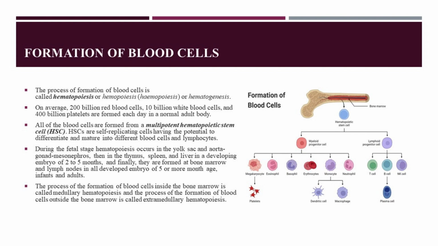During the fetal stage, hematopoiesis occurs in the yolk sac and aorta-gonad-mesonephros, then in the thymus, spleen, and liver in a developing embryo of 2 to 5 months, and finally, they are formed at bone marrow and lymph nodes in all developed embryos of 5 or more months of age, infants, and adults. The process of the formation of blood cells inside the bone marrow is called medullary hematopoiesis, and the process of the formation of blood cells outside the bone marrow is called extramedullary hematopoiesis.